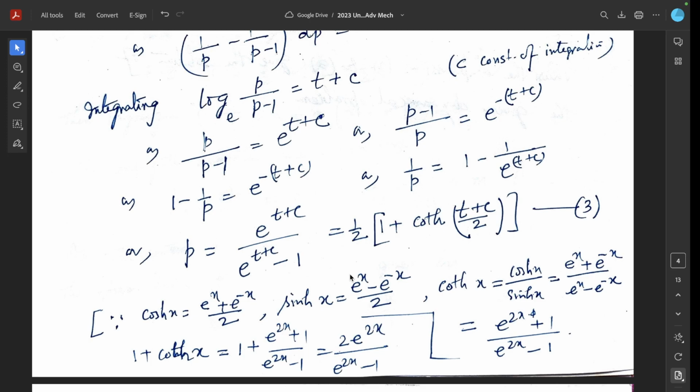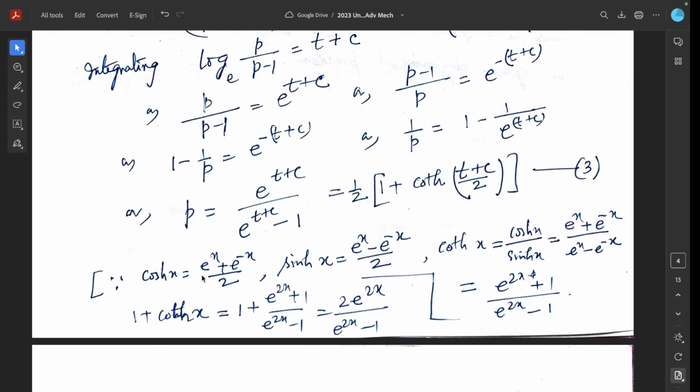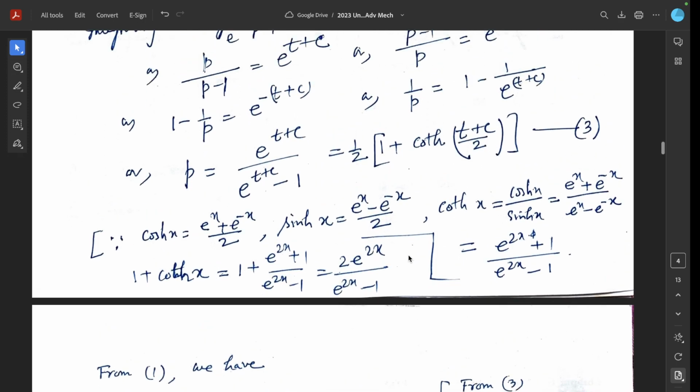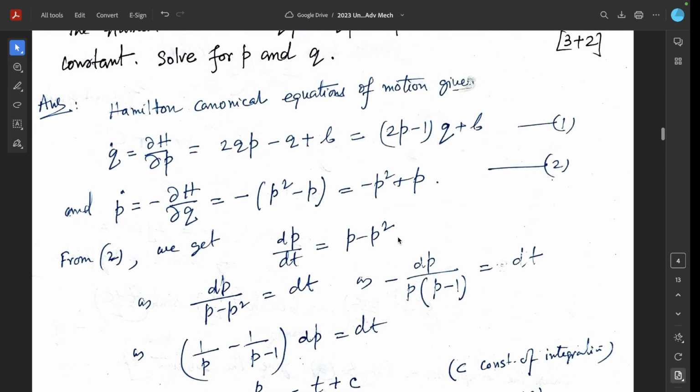Actually, hyperbolic cosine x equals (e to the power x plus e to the power minus x)/2, hyperbolic sine x equals (e to the power x minus e to the power minus x)/2, and so cot hyperbolic x equals cosh x by sinh x, this equals (e to the power x plus e to the power minus x) by (e to the power x minus e to the power minus x), and after simplification we get this. So we get 1 plus coth of (t plus c)/2.